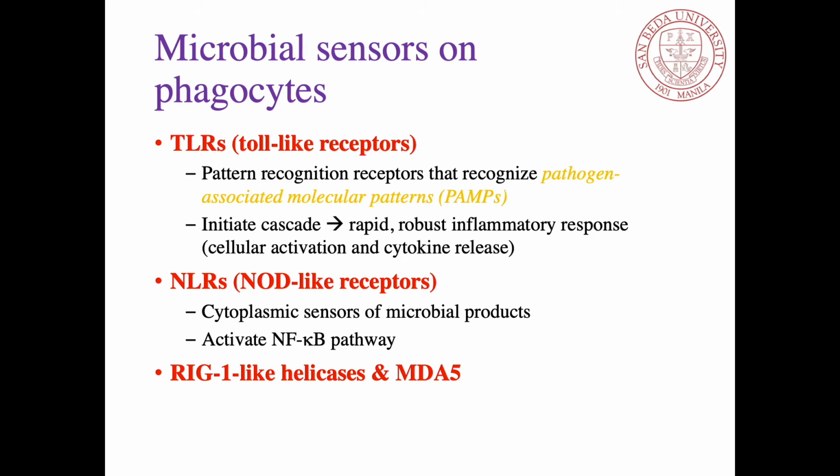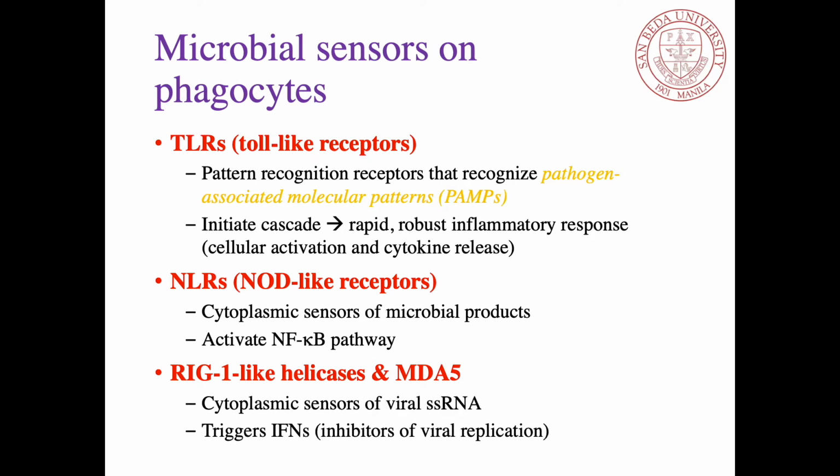Sensors belonging to the third group are the RIG1-like helicases and MDA5 sensors. Again, more abbreviations here. The former stands for retinoic acid-inducible gene 1, and the latter stands for melanoma differentiation associated protein 5. These are again intracellular sensors, but this time they recognize the viral single-strand RNA. The engagement of single-strand RNA with these sensors triggers the production of interferons, particularly interferon 1, and these interferons are highly effective inhibitors of viral replication.